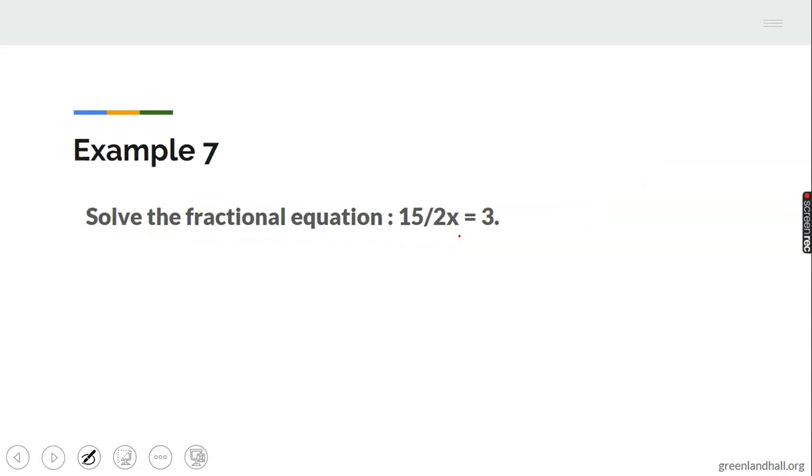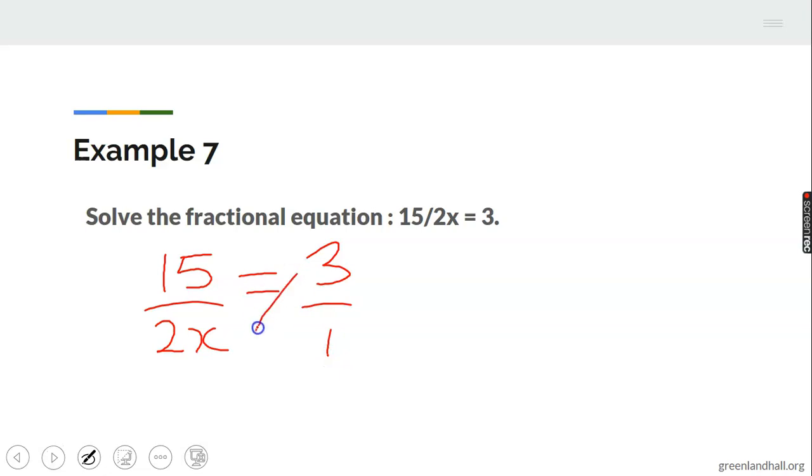Now, solve the fractional equation. 15 over 2x equals 3. That is 15 over 2x equals 3 over 1. Now, how do you go about this? What you're going to do is you cross multiply. That is the first step. So that means 15 will multiply 1, then 2x will multiply 3, right? So that will give you 15 equals what? 6x, right?